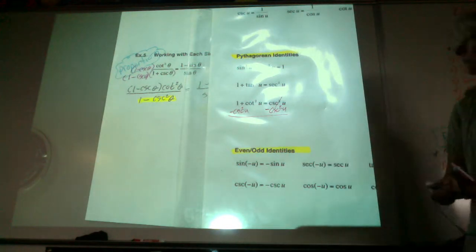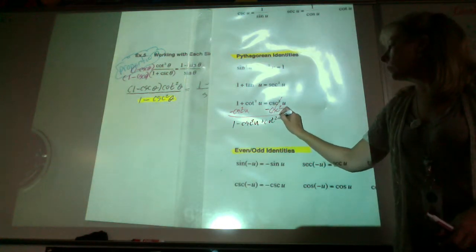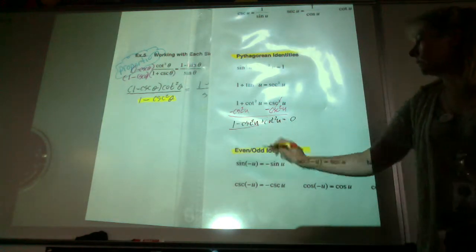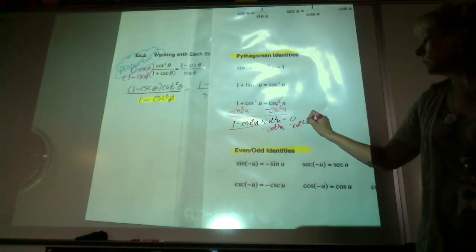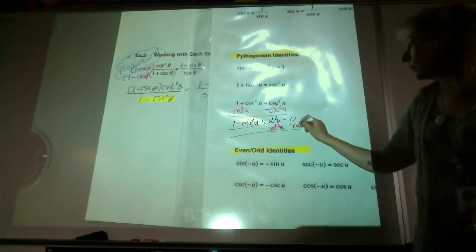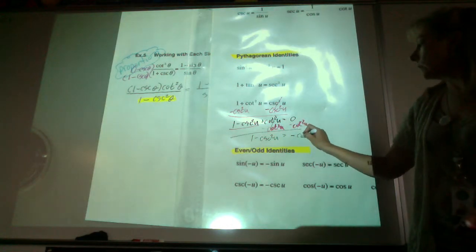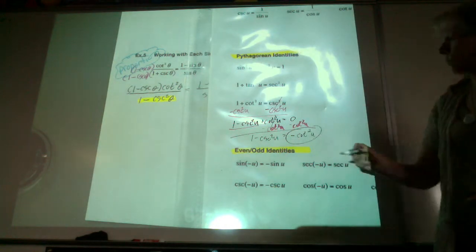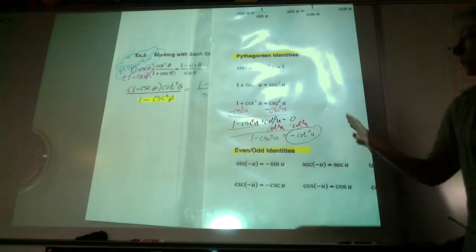So that gives me 1 minus cosecant squared plus cotangent squared equals 0. How do I get this by itself? Subtract that cotangent squared, and then I end up with 1 minus cosecant squared theta equals a negative cotangent squared theta. So that right there gets replaced with a negative cotangent squared. So you have to be careful when you manipulate those identities that you're doing them correctly. So that's what I'm going to use.